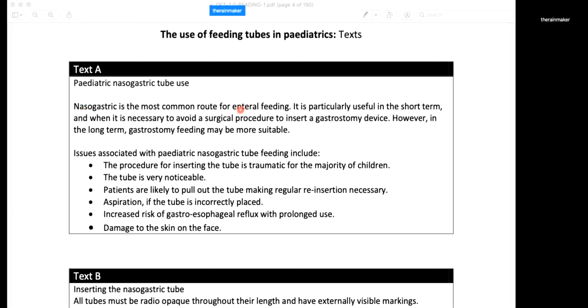Nasogastric is the most common route of enteral feeding. It's particularly useful in short term, and so it kind of gives you the definition of the tube. And then we have issues associated with pediatric nasogastric tube feeding include. So issues. So let's call this paragraph definition plus issues paragraph.